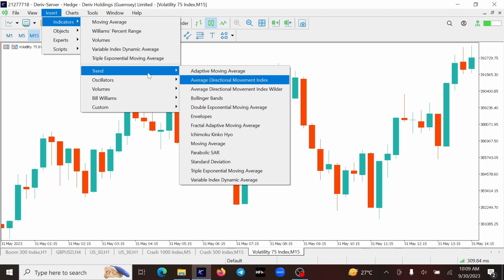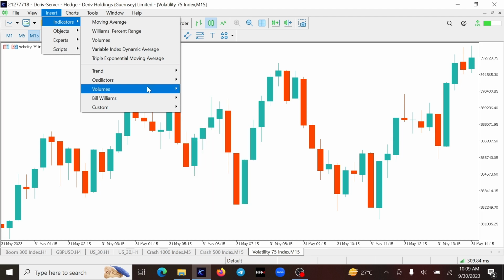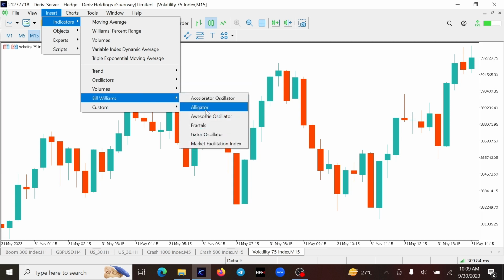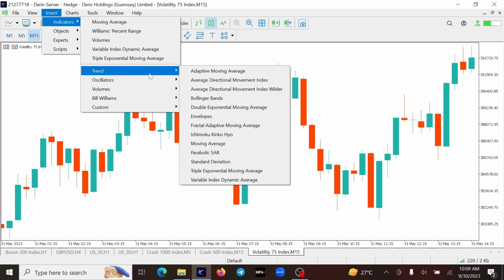This one also is oscillators. There's how to use them, how to apply them, and volumes. This one is the volatility in the market, if the market is going to be sporadic or not. Then Bill Williams, this is more like a strategy. Do you get? All right, so let's just go to what we need for today.